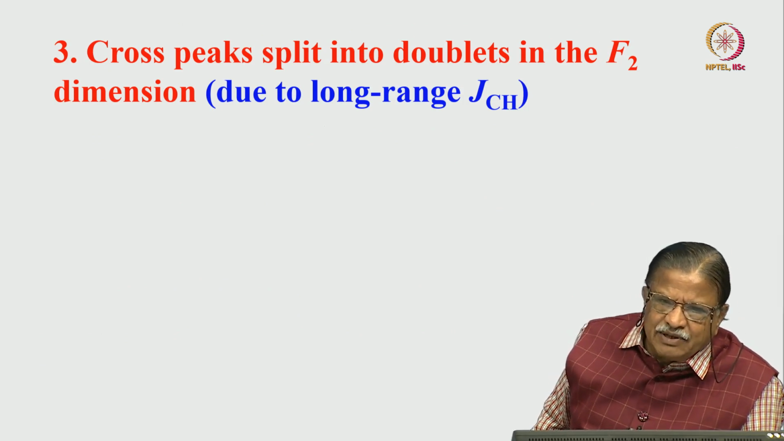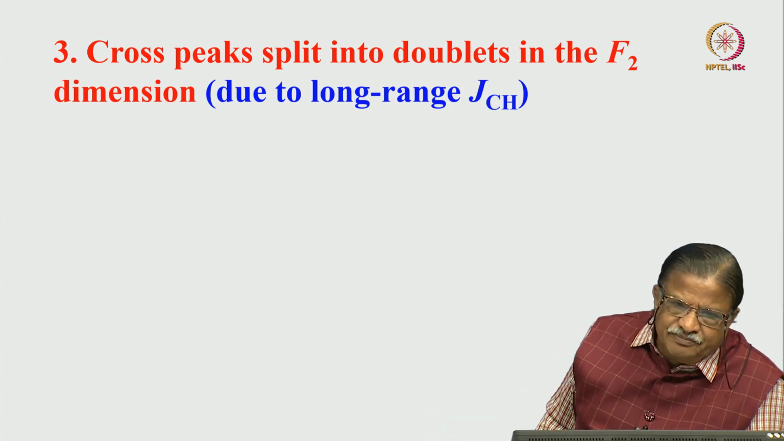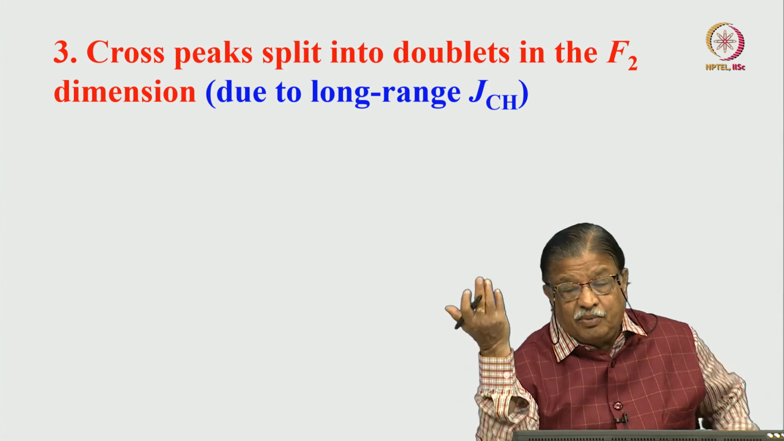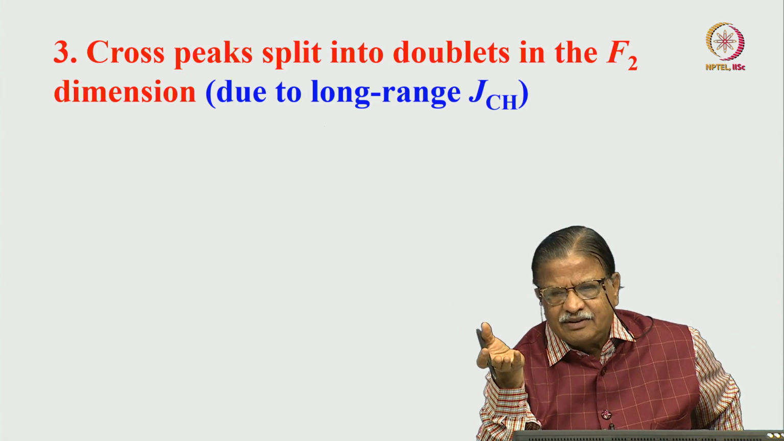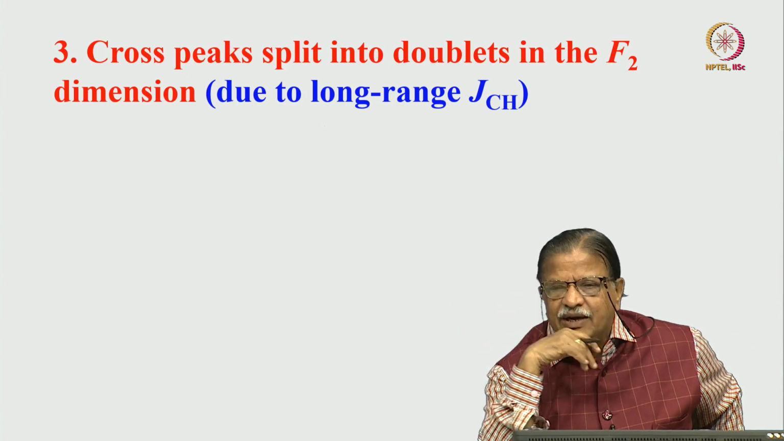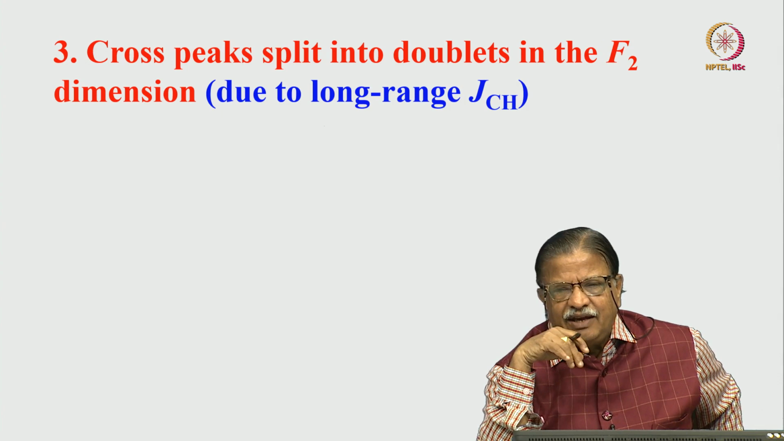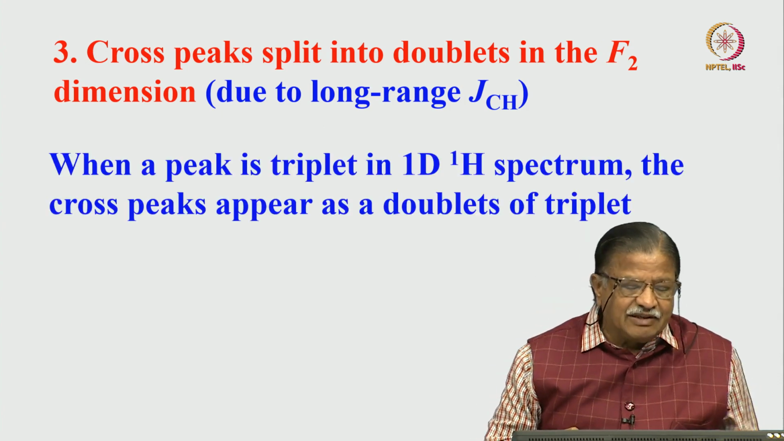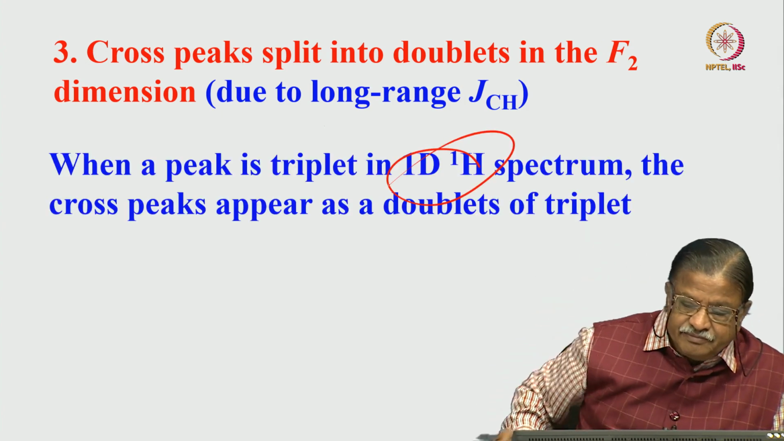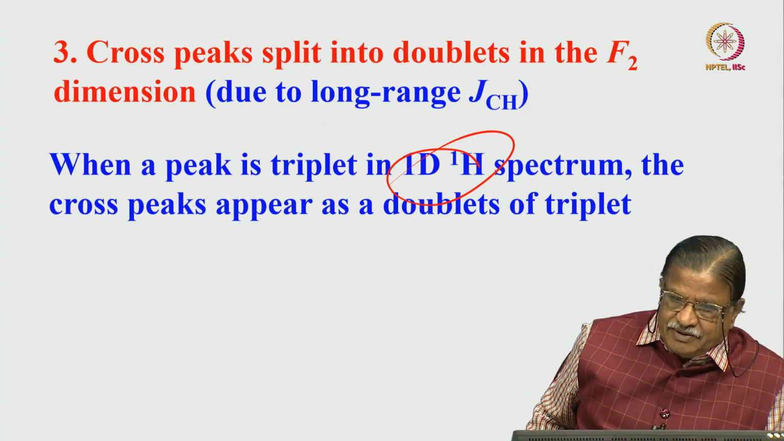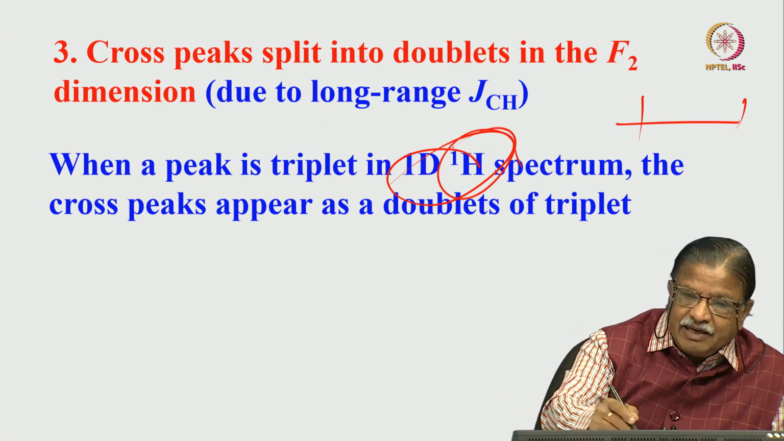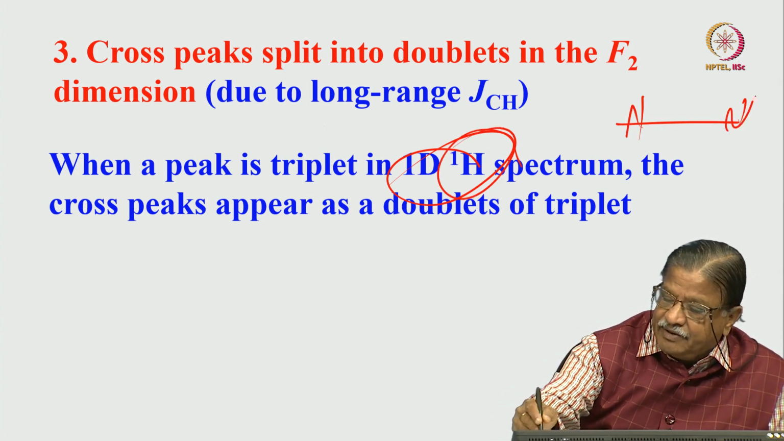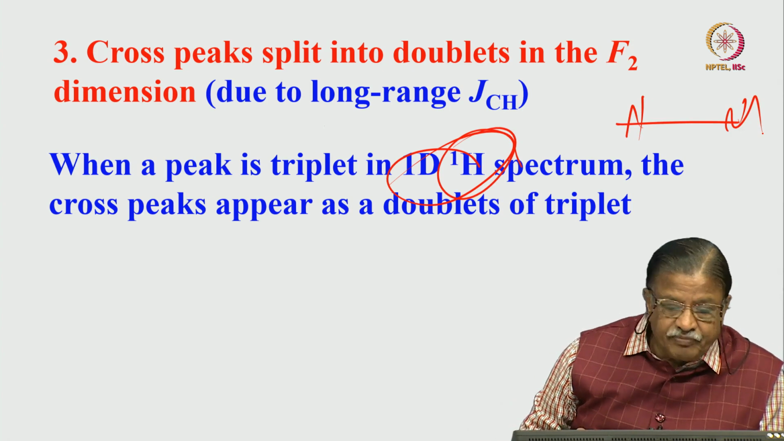And here, cross peaks are always split into doublets in the F2 dimension. Why? We are not doing decoupling. There are long range 1J, 2J, 3J CH couplings, which are of the order of 8 to 10 hertz. So it will be seen. Sometimes what happens, long range coupling is very weak, you will broaden the signal. And for example, when a peak is a triplet in 1D NMR, the cross peaks appear as doublets of triplets. Because of the 1J coupling here, and in the 1H NMR it is a triplet, the cross peak will be a doublet of a triplet.